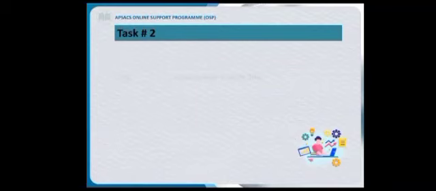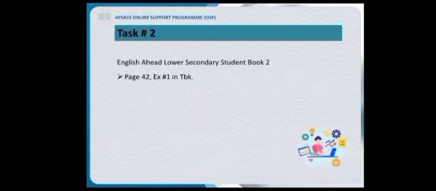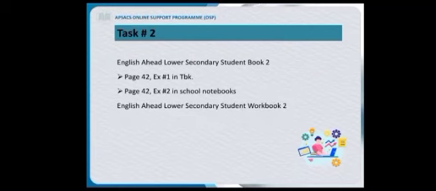For your task 2, from textbook, page 42, exercise 1 in notebook and exercise 2 in school notebooks. And from workbook, page 26, exercise 1 and 2 in workbook.